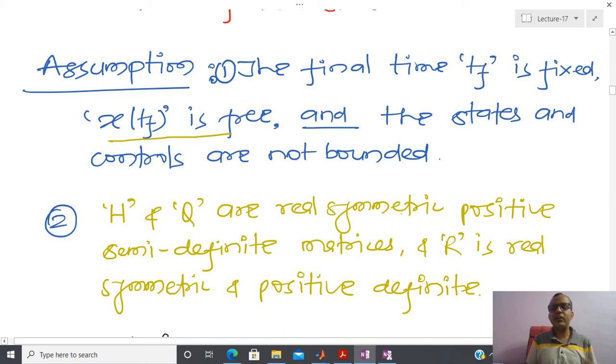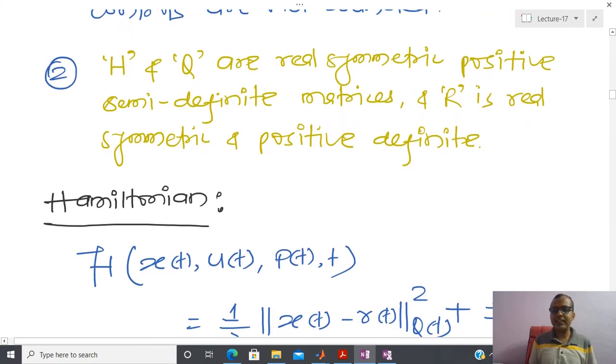design, or search for, the optimal control for the linear time varying system. And again, I have already stated this: H and Q are real, symmetric, positive semi-definite matrices, meaning each and every entry of the H and Q matrices is real, and R is a real, symmetric, and positive definite matrix. It means that control is going to be present every time in the performance measure.